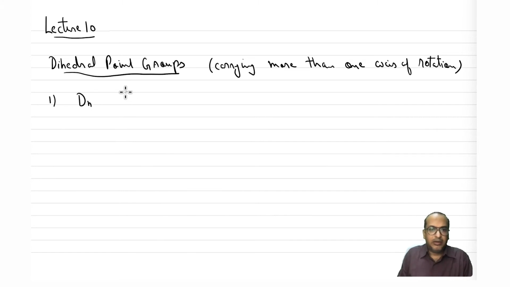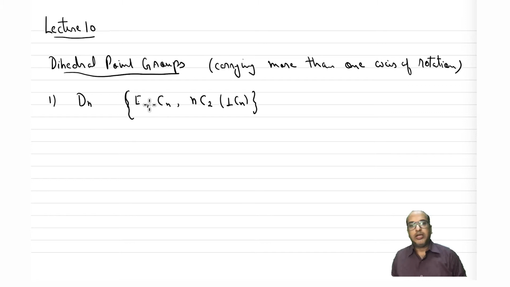So typical elements will be E, Cn, nC2, which are perpendicular to Cn. Okay, so let me use the other bracket. So E, Cn, where Cn is the principal axis, and nC2s, which are perpendicular to the principal axis.